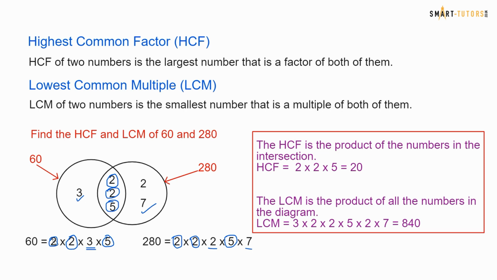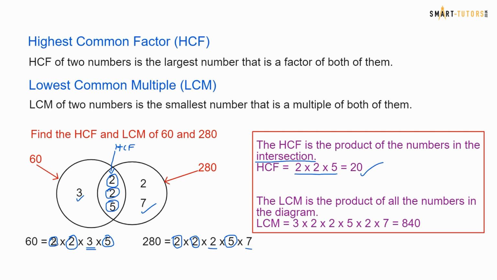So now have a look at this box. The HCF is the product of the numbers in the intersection. What is this intersection? Intersection means this common region. So the HCF is defined as the multiplication of the common region's numbers. So if you multiply 2, 2, 5, that is 20, which is the HCF.